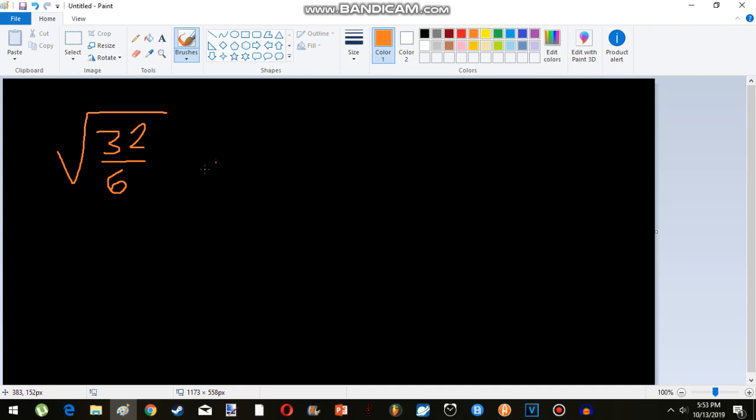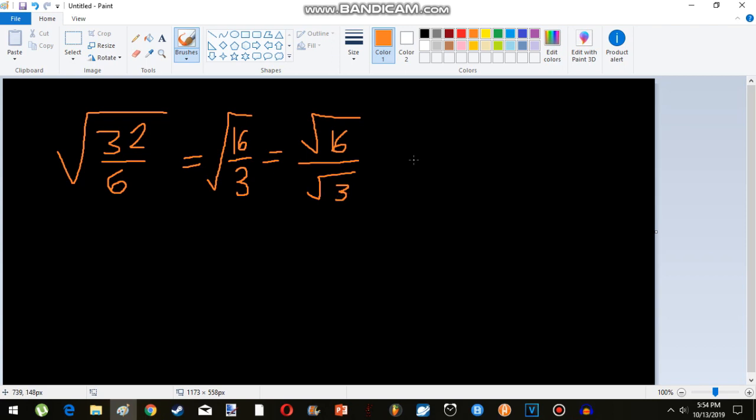It's time to simplify. 32 and 6 are both divisible by 2, which is just fancy words for can be divided by 2. So what's 32 divided by 2? We get 16, and 6 divided by 2, 3. So now we have square root of 16 over 3. We're not done here, not just yet. So we can convert it back to square root of 16 over square root of 3.